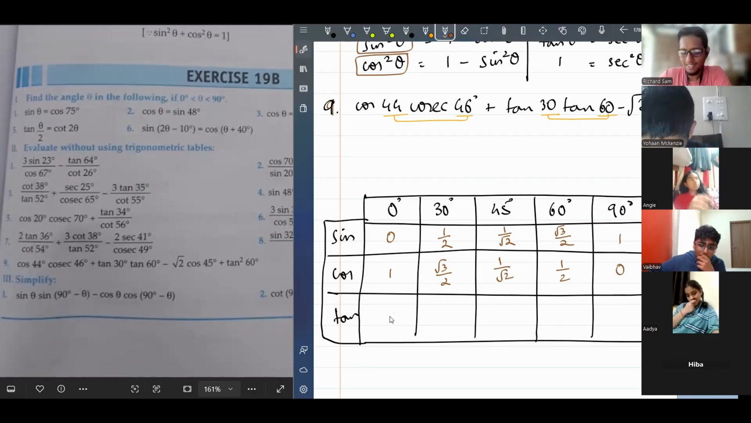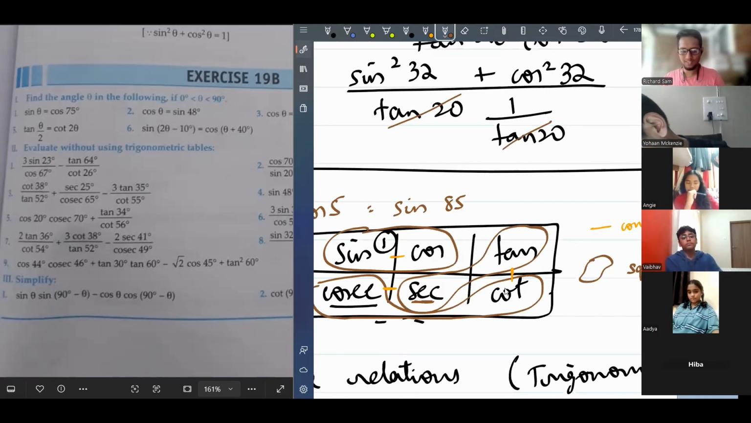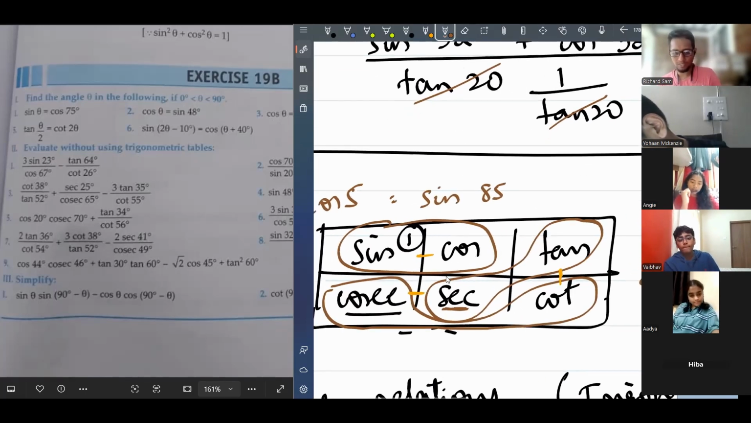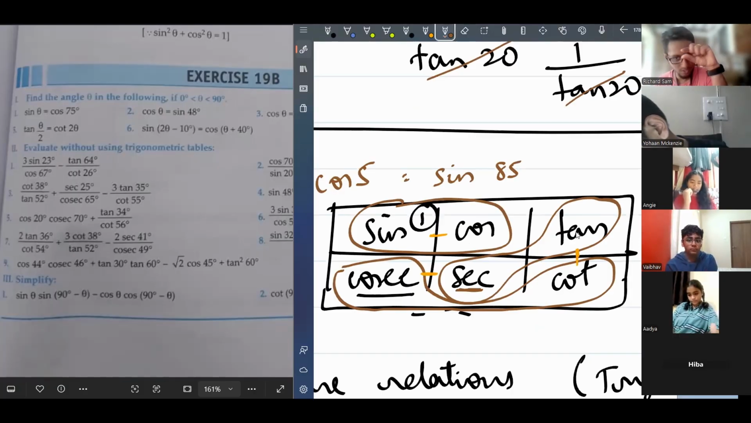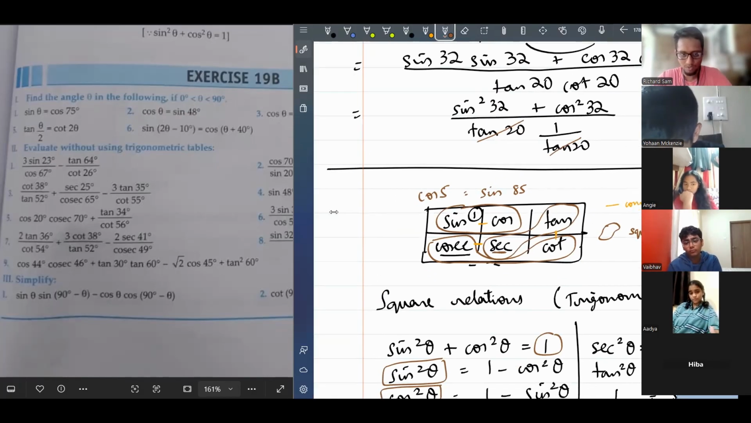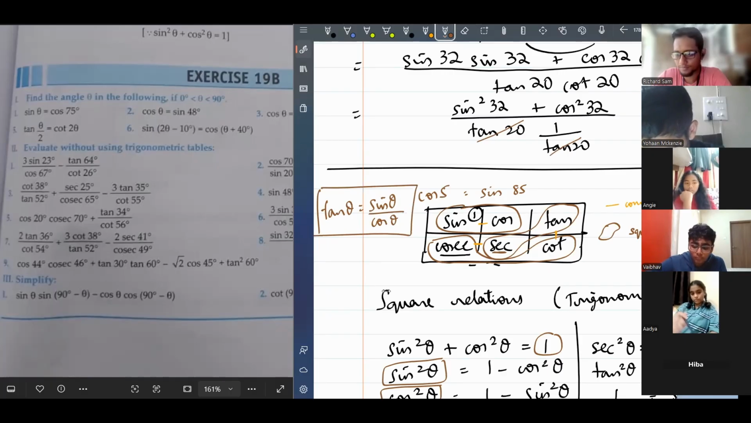Now tan. For this, I need to show you one more relationship between all this. Come to the small table again, sine, cos, and tan. Here there's a new relationship, that is tan theta is equal to sine theta upon cos theta. That is another new relationship that we should know. Tan theta is equal to sine theta upon cos theta. Very, very important. If we have sine and cos, we can find tan just by dividing them.